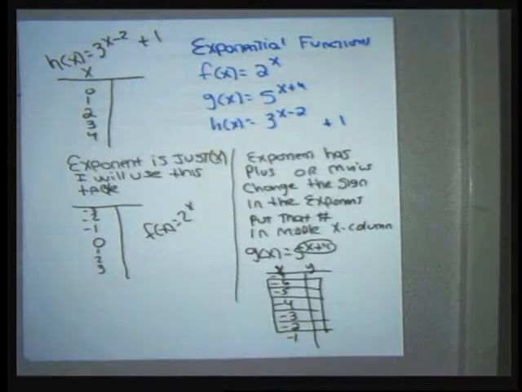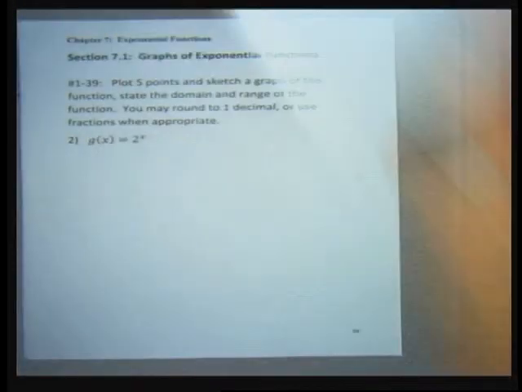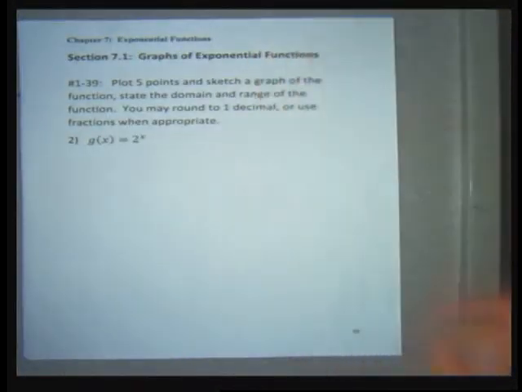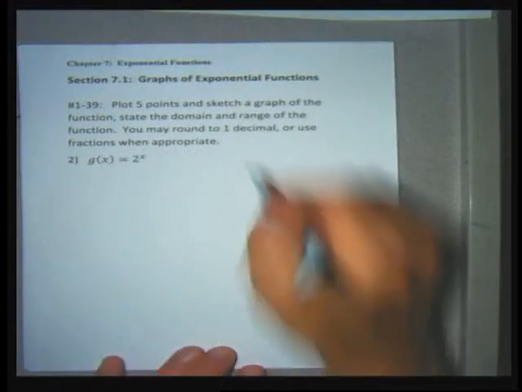So if you can get your table set up nicely, you could use your calculator to generate the y's, and then you plot the points and you sketch a graph. It's not going to be hard to do. We will have to identify the domain and the range of the graph. The nice thing about this is the domain for every graph in section 7.1 is going to be negative to positive infinity. So I should probably make that comment.